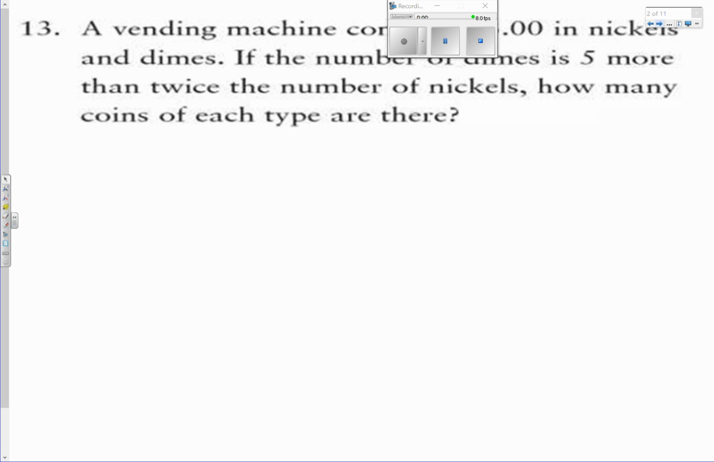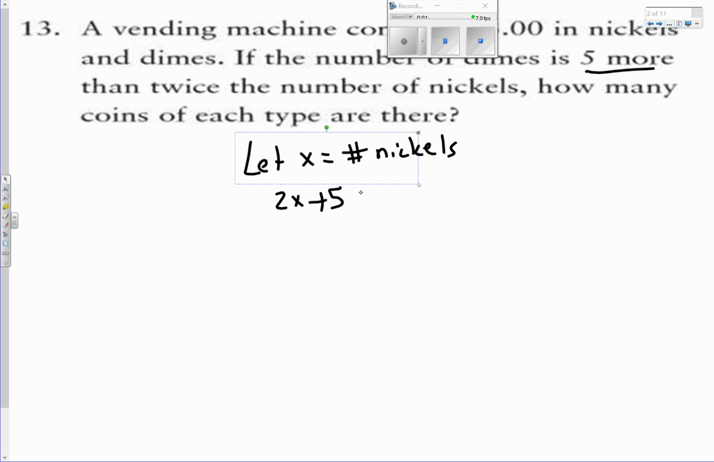Moving on, vending machine, $3 in nickels and dimes. So we have nickels and dimes. Nickels are 5 cents each, and dimes are 10 cents each. The number of dimes is 5 more than twice the number of nickels. So we're going to say let x equal the number of nickels, and 5 more than twice the number of nickels, so that's going to be 2x. So 2x plus 5 is equal to the number of dimes.